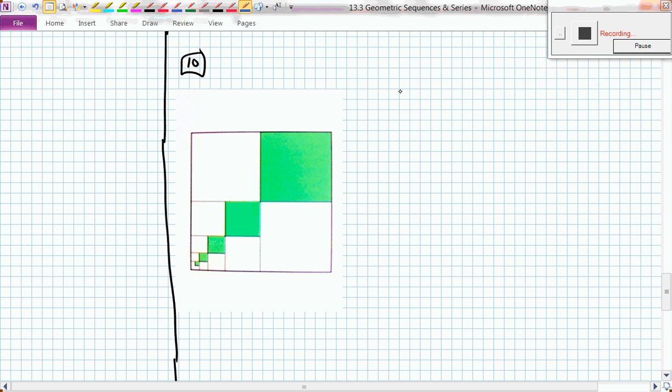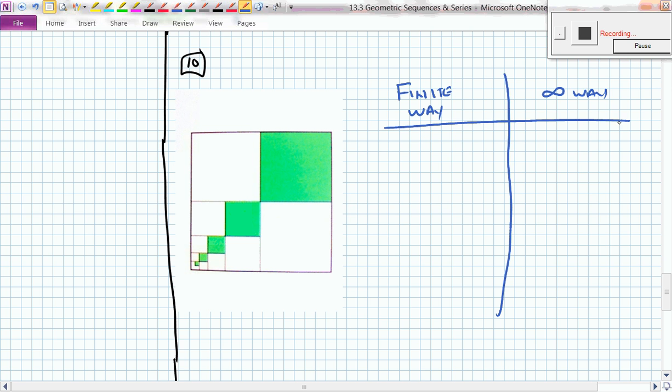The first way is the finite way. Just watch. And then the second way is the infinite way. Okay? So, how many of you at the beginning of class assumed that there were only 5 green boxes? Here's number 1, here's number 2, here's number 3, here's number 4, and then there's number 5. There's 5 green boxes, right?